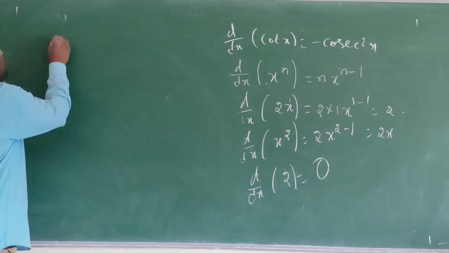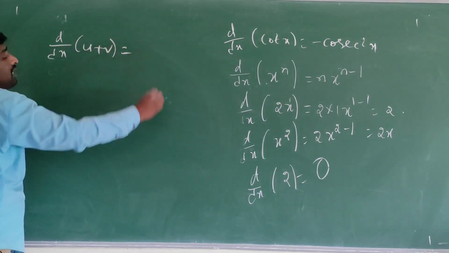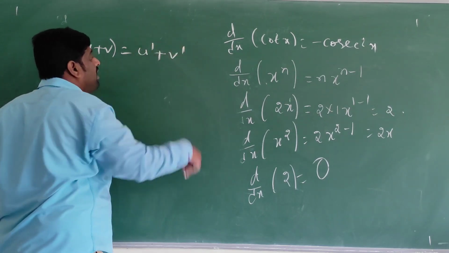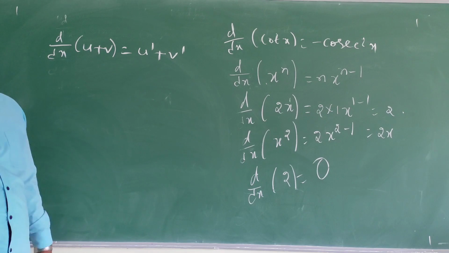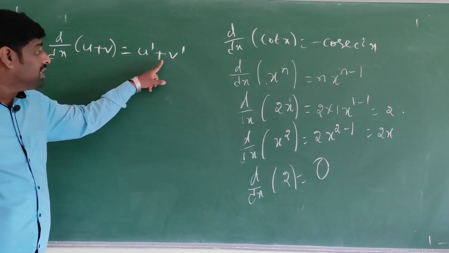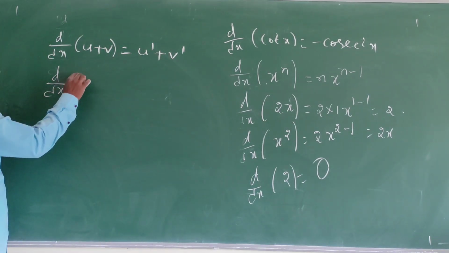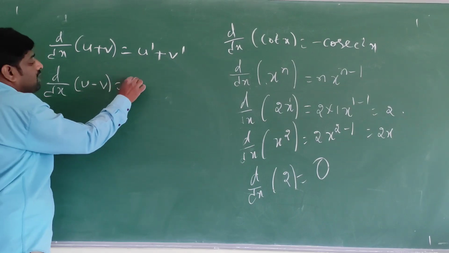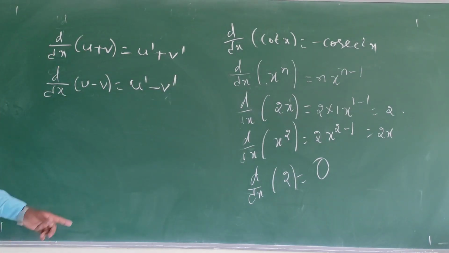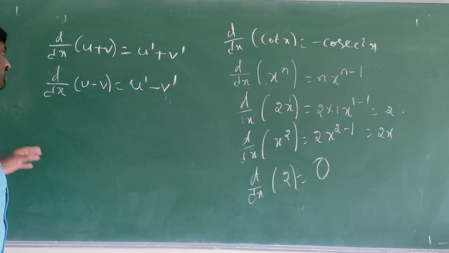d by dx of (u plus v) is u dash plus v dash. Here u dash means du by dx, and v dash means dv by dx. d by dx of (u minus v) is u dash minus v dash, where u dash means du by dx and v dash means dv by dx.